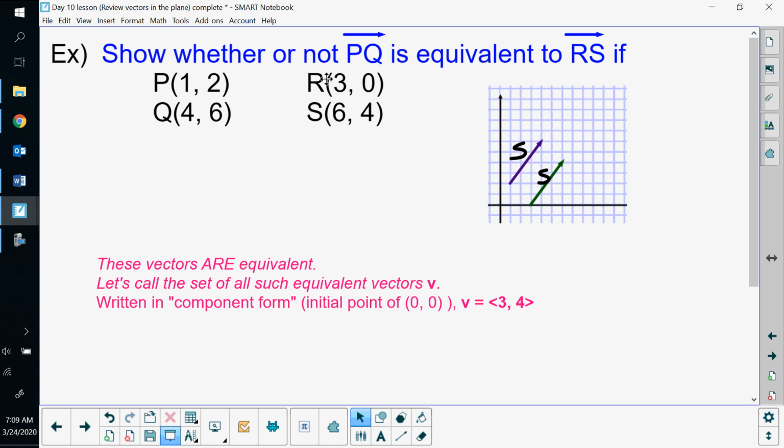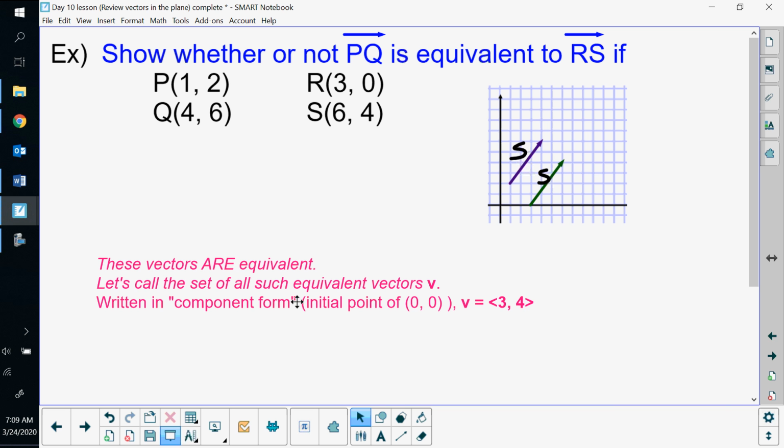So if we would want to see whether or not these are equivalent, we would first want to see how much are you going up and over. So each of those we are going up 4 and over 3. And so that means by the Pythagorean theorem, they have the length of 5, the magnitude of 5. So they're going the same direction, up 4 and over 3. They both have a magnitude or a length of 5, so those would both be considered equivalent.